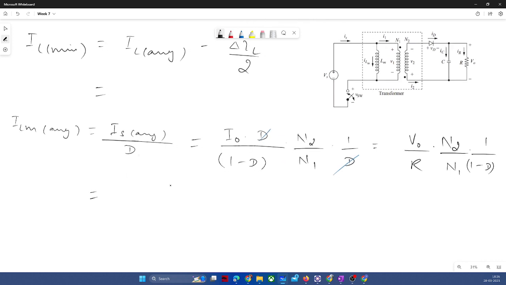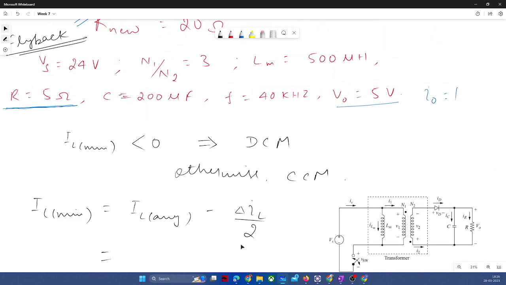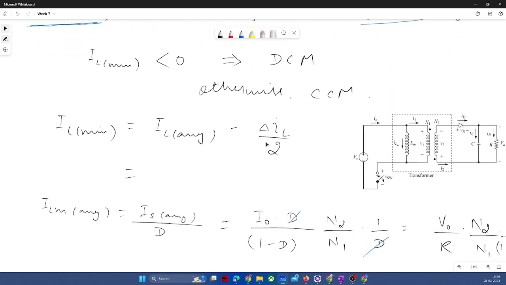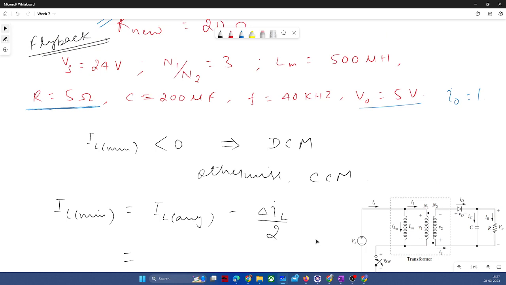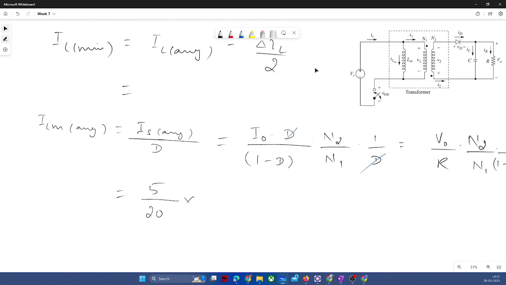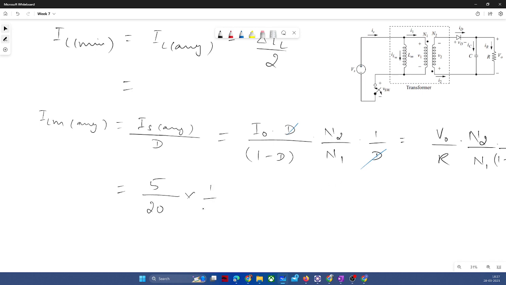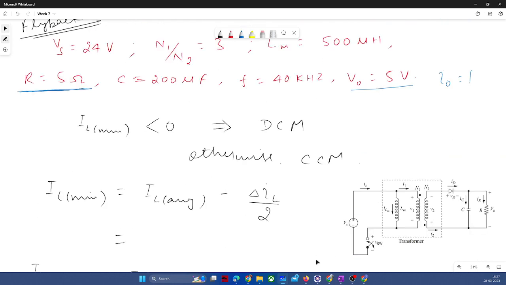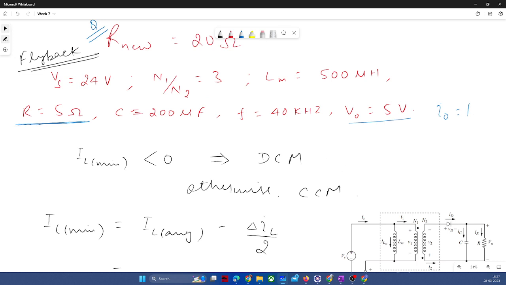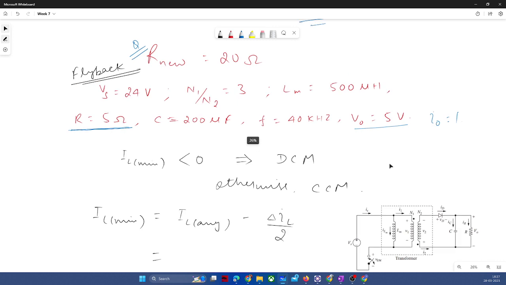We know the value of V naught, that is 5 volt, and R we have increased to 20 ohm. So 5 volt divided by 20 ohm, and N1 by N2 was 3, so N2 by N1 would be 1 by 3. And for 1 by 1 minus D, D was 0.385, which I think we calculated earlier.